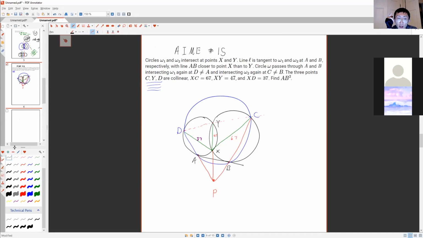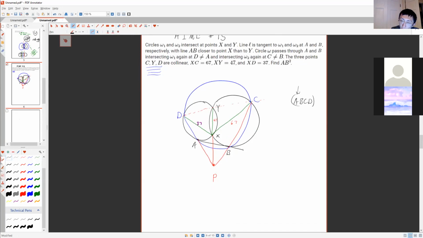If one is true, the other is definitely true, because we have a cyclic quadrilateral, right? ABCD is cyclic. So I'll just mean the parentheses to say it's cyclic. Whenever you have this configuration, this is probably a good intuition to convey. Whenever you have a cyclic quad, let's just draw the cyclic quad.